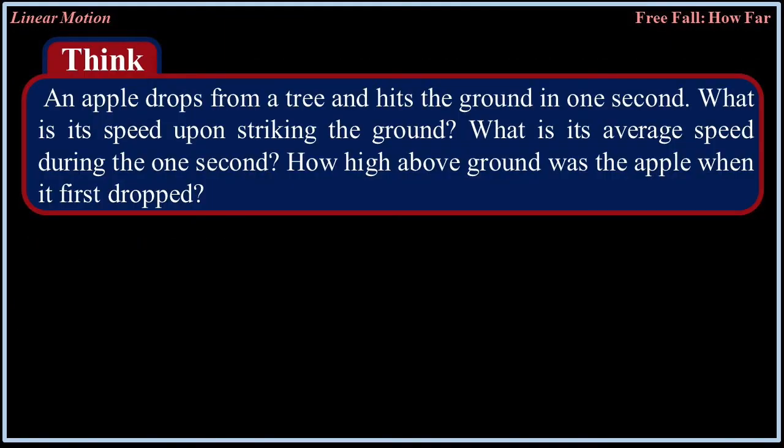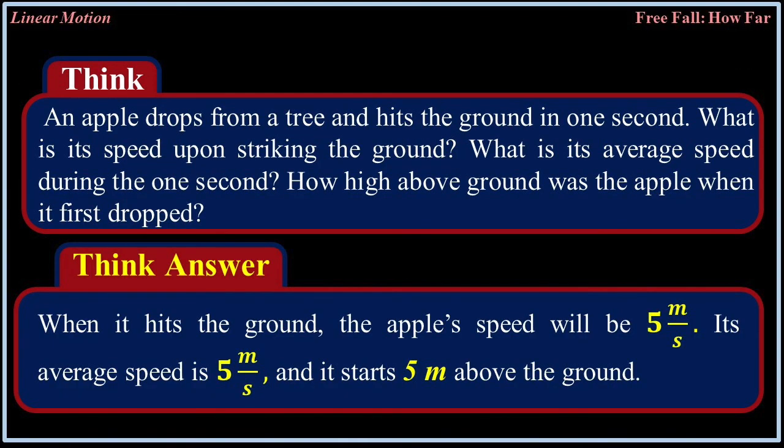Think: an apple drops from a tree and hits the ground in 1 second. What is the speed upon striking the ground? What is the average speed during 1 second? How high above the ground was the apple when it was first dropped? When it hits the ground, the apple's speed will be 10 meters per second. Its average speed is 5 meters per second, and it starts 5 meters above the ground.